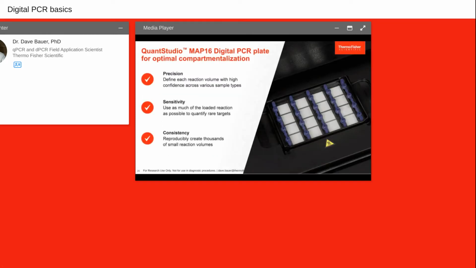For the QuantStudio Absolute Q instrument, the heart of that is the plate, the MAP16 or microfluidic plate with these 16 arrays. This contains a lot of the technology here that gives us the ability to separate that sample out into those individual thousands and thousands of microchambers. And with this MAP16 plate, this process is very repeatable. We get a consistent number of microchambers created, and this is also done completely hands-off from the user.